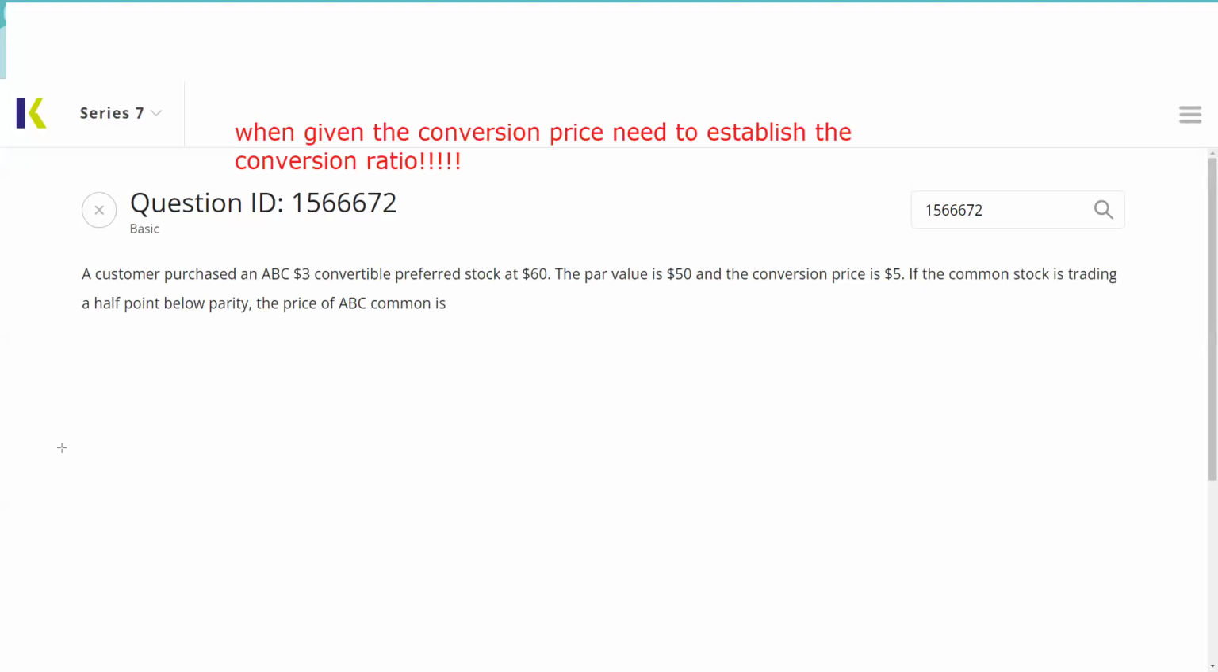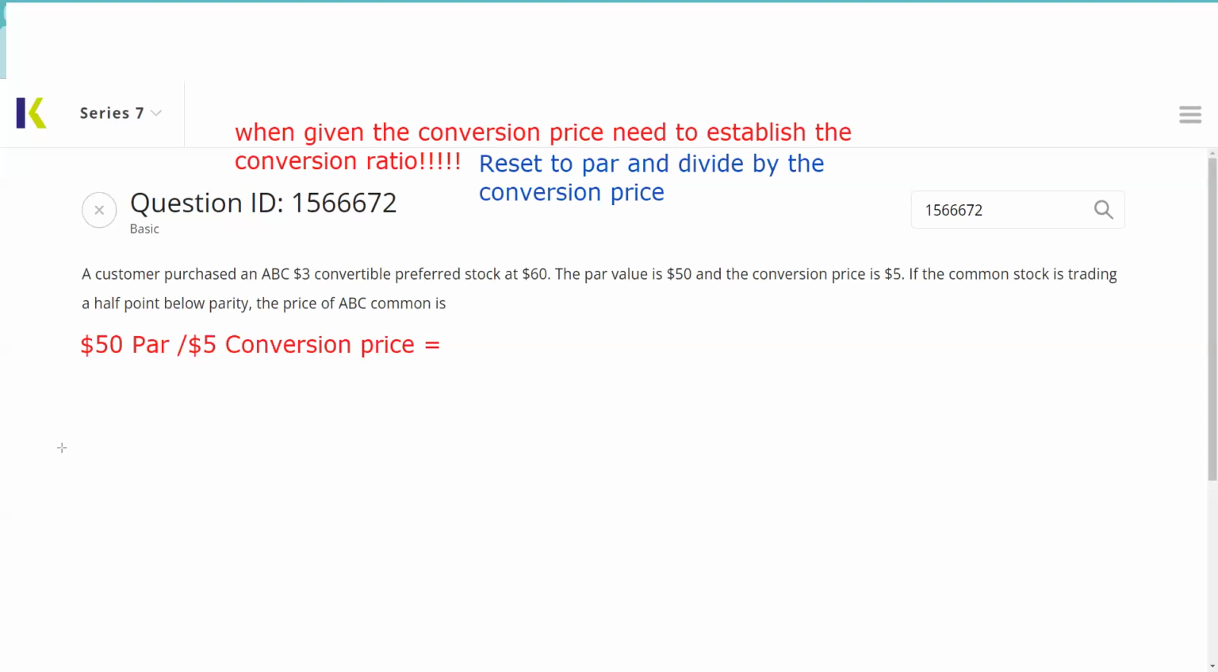Very important. The way we do that is we reset to par. Par, we're told here, is 50, and we divide by the conversion price. So here, par is 50. We divide by the conversion price of 5, and we find out that the conversion ratio, and that is the most important thing in calculating parity, is 10. To know the conversion ratio. So now I'm back in business. I would do that the minute I get that. Let's see what they want to know now.